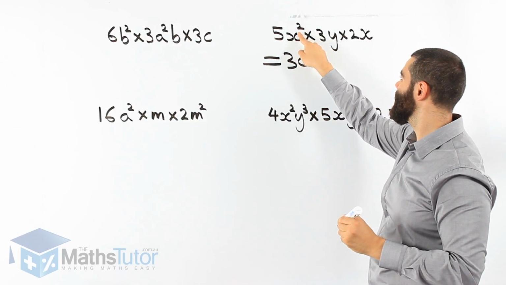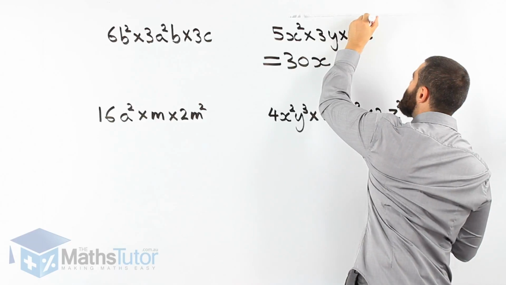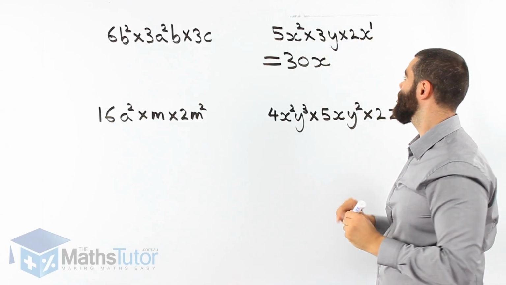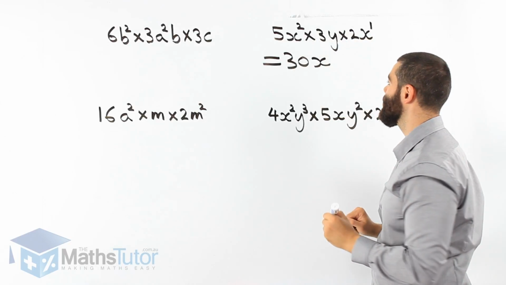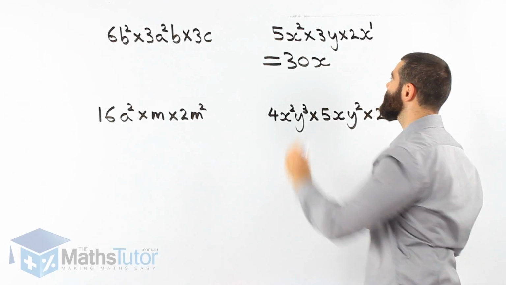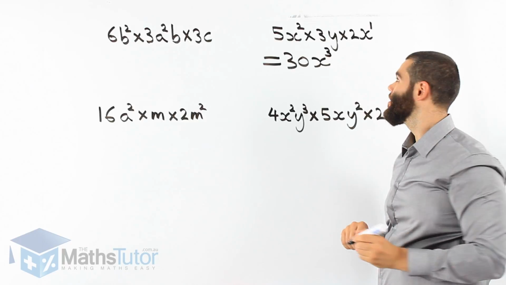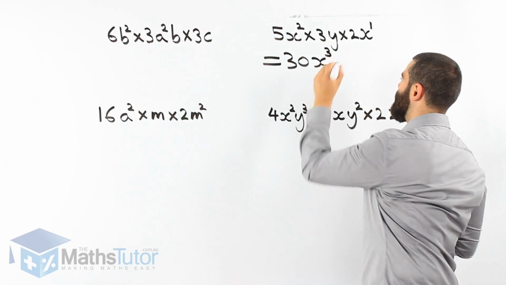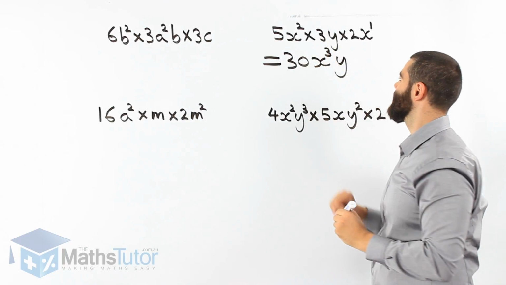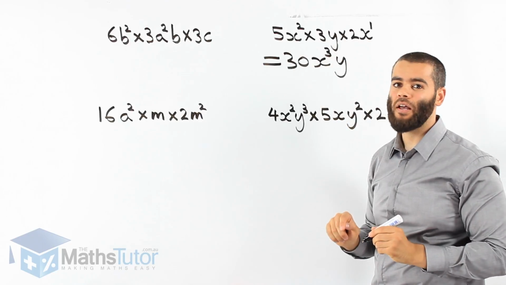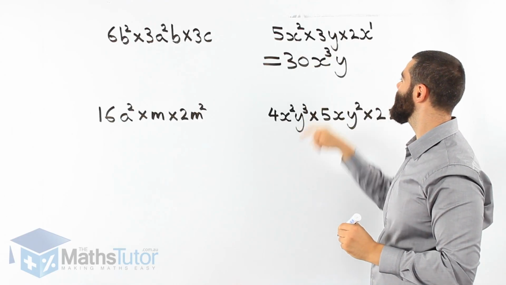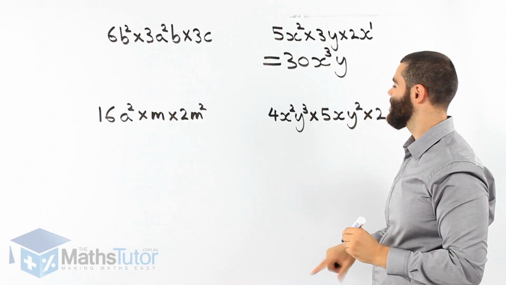We have 2 here. And we know there is an invisible 1 there. So we know we add the indices. When we multiply, we add the indices. 2 plus 1, x to the power of 3. Then we write down the y as it is. It has nothing to multiply with. So our answer, 30x cubed y.